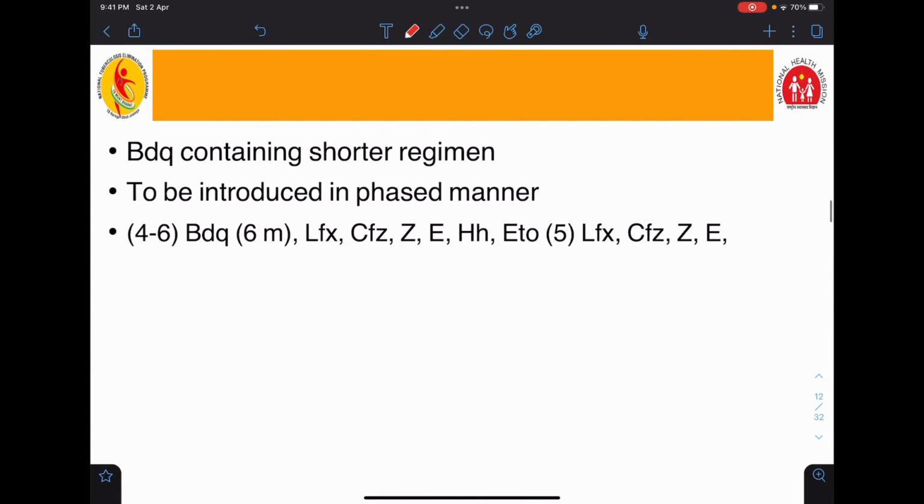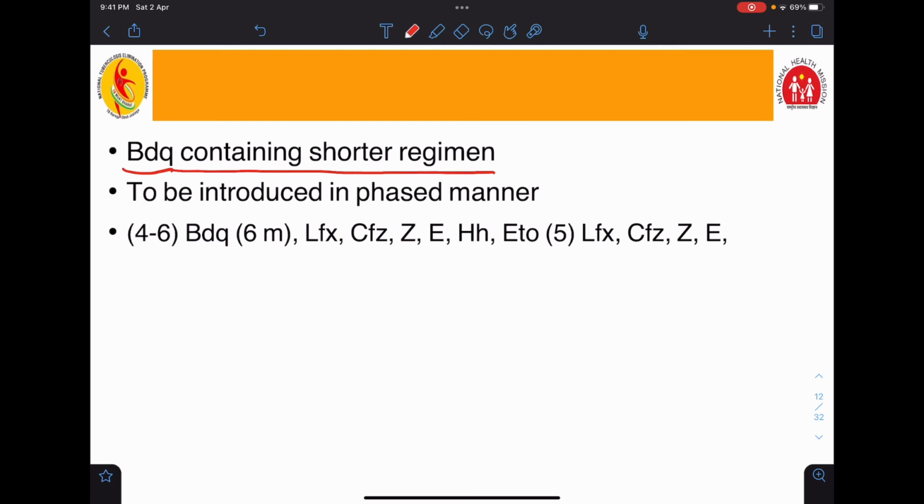Lastly, a bedaquiline containing shorter regimen is also there. Bedaquiline is one of the 2 newest drugs which are developed against drug resistant tuberculosis. Bedaquiline and delamanid are the 2 drugs which were developed after 40 to 50 years of the development of rifampicin. So the bedaquiline containing longer regimen we have talked about. The bedaquiline containing shorter regimen is also there, and it is yet to be introduced everywhere in India. I mean, it is not introduced in all the states of India till now.